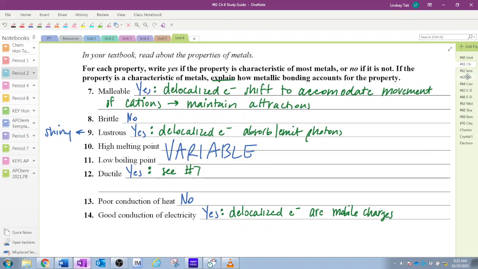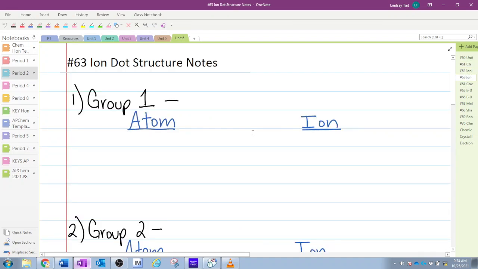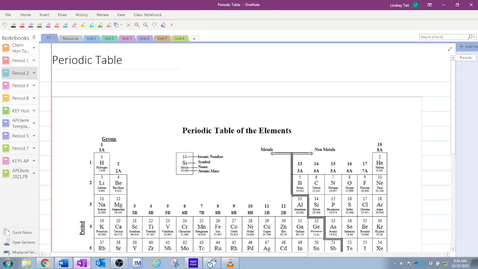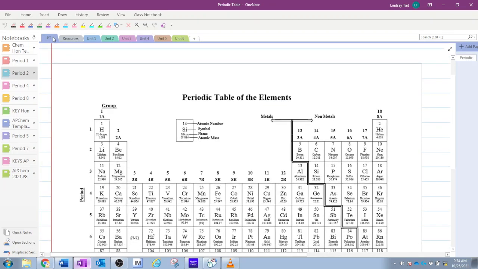All right, so then with that, number 63, ion dot structure notes. So we have drawn dot structures for atoms. If you remember when we drew dot structures for atoms, we would look at the atom on the periodic table, and then we knew based on what group it was in that all the atoms in group 1 had 1 valence electron, group 2 had 2, 13 had 3, 14 had 4, 15 had 5, 16 had 6, 17 had 7, and 18 had 8, right?